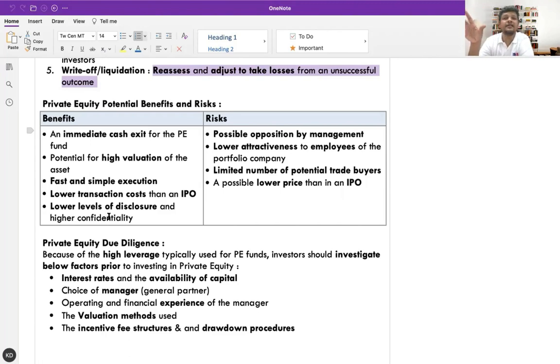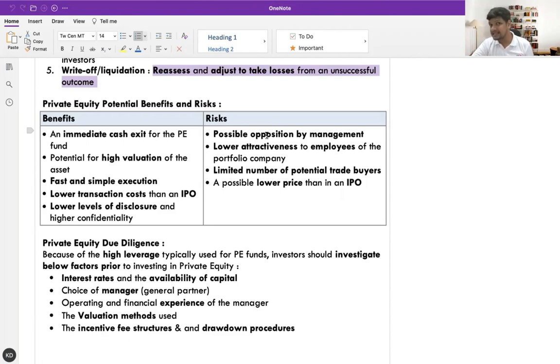And since private equity funds are regulated or less regulated? Less. Less regulated. So they don't have to disclose their accounts publicly. They have to just disclose it to the authority. So there is lower level of disclosures and high confidentiality. These are all the advantages of PE funds.